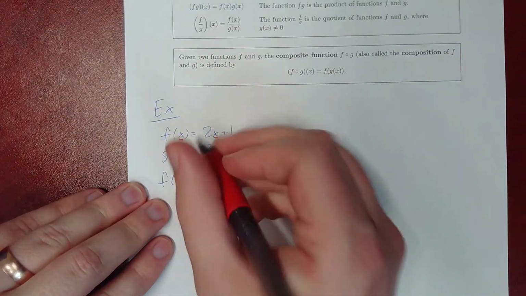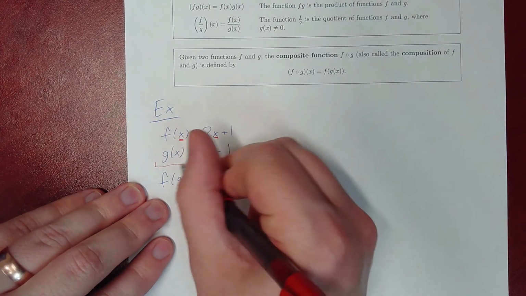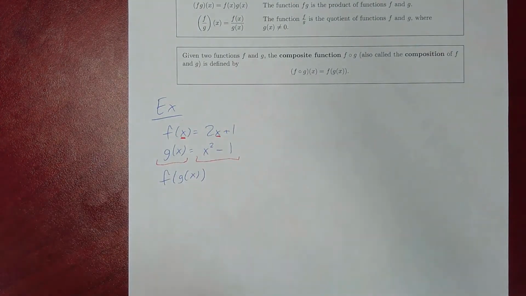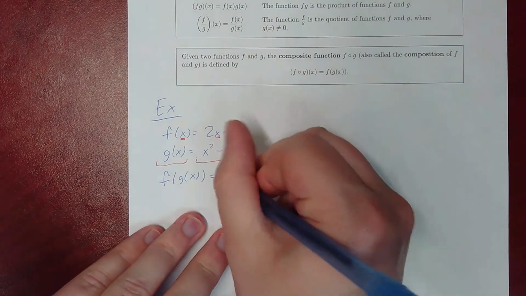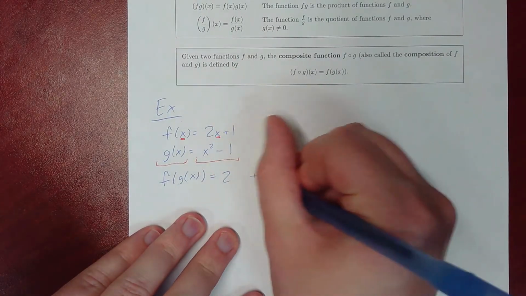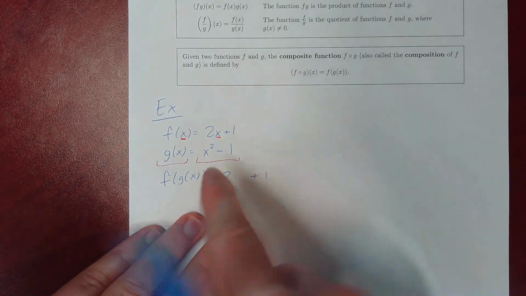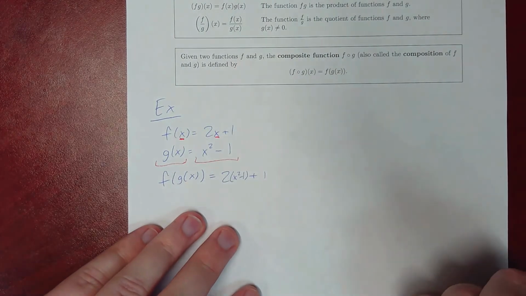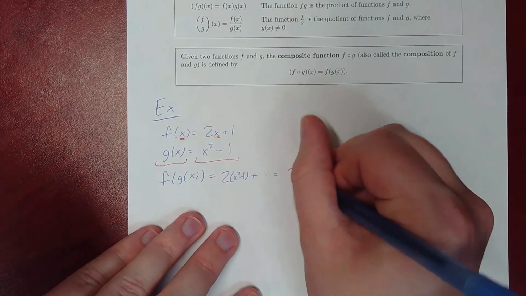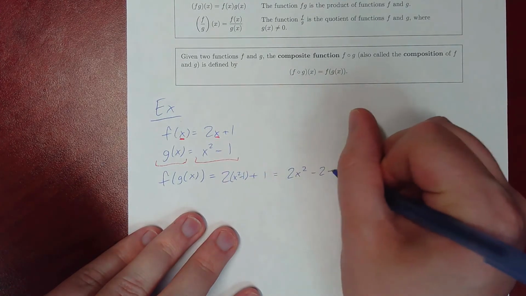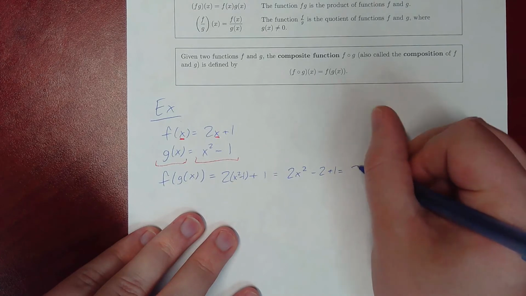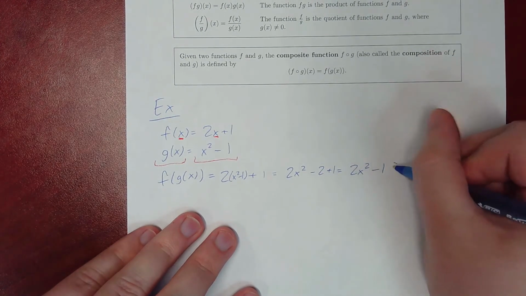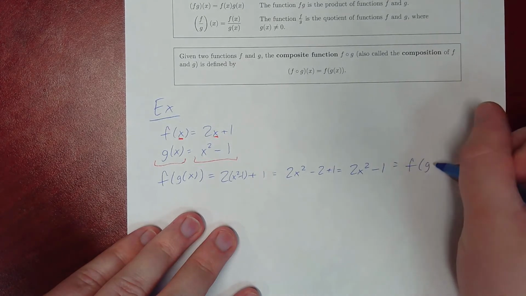In that case, f of g of x, essentially what we're doing is wherever there's an x in f, we're replacing it with the entirety of g of x. So normally f of x is 2x plus 1. However, the x is getting replaced with x squared minus 1. So that means we have 2x squared minus 2 plus 1, or in the end, 2x squared minus 1. So this is f of g of x.